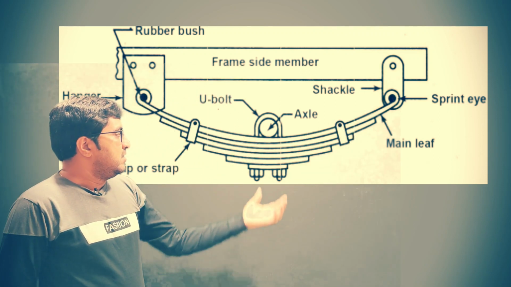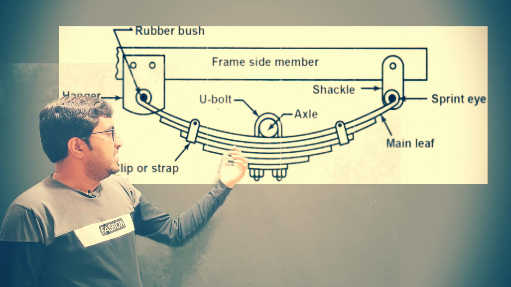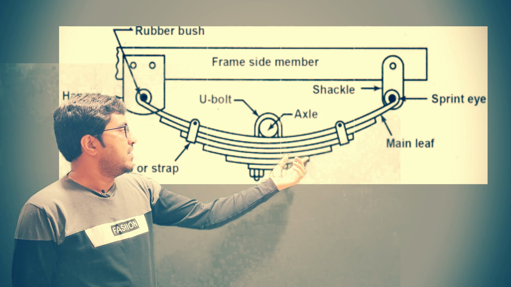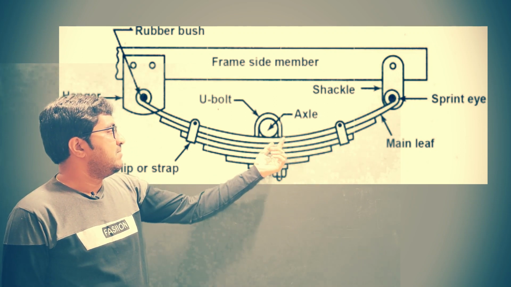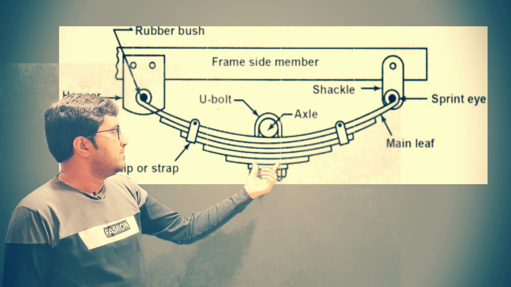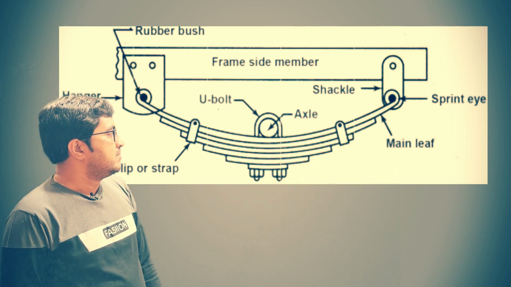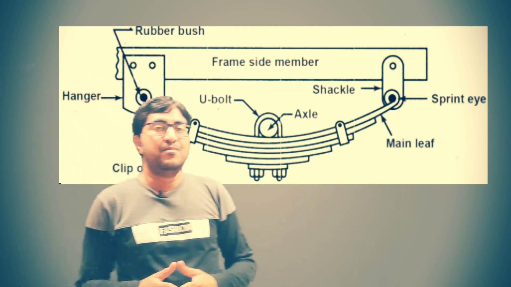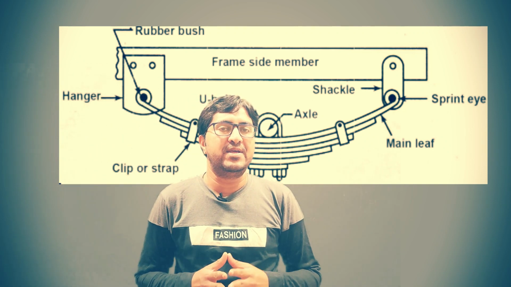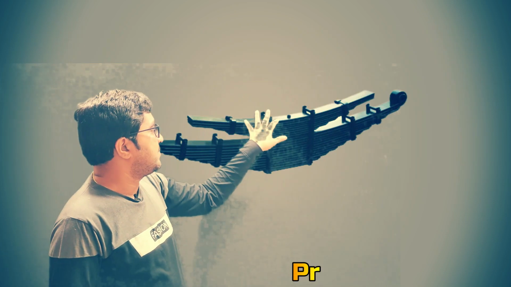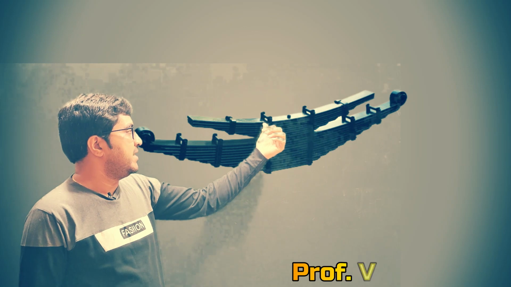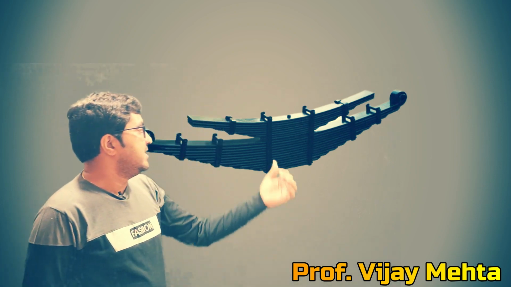This number of blades is bound with the strap and connected with the axle with a U-bolt. This is the U-bolt. Sometimes, whenever there is more load in case of a heavy loaded vehicle, in some semi-elliptical leaf springs we also use a helper spring. Here you can see this is a helper spring. It is not always in use; it comes into action whenever there is more load on the vehicle.